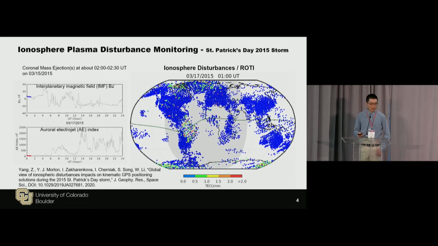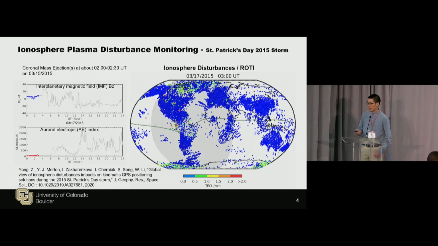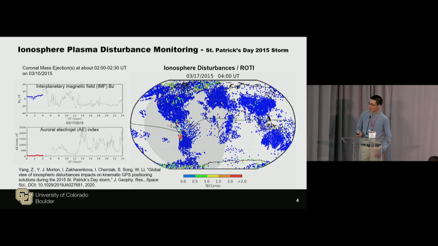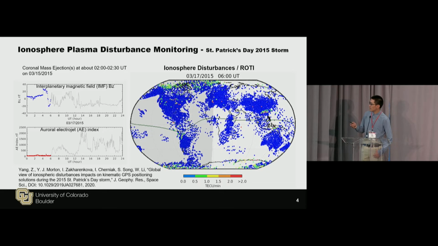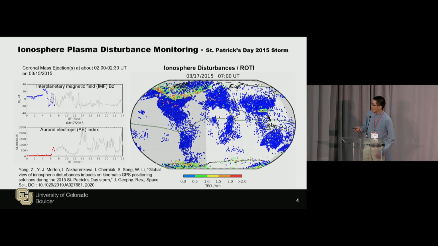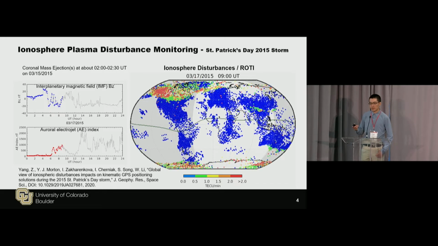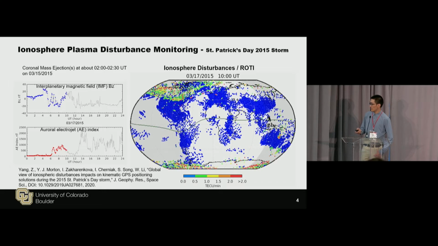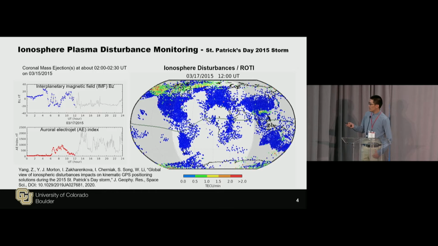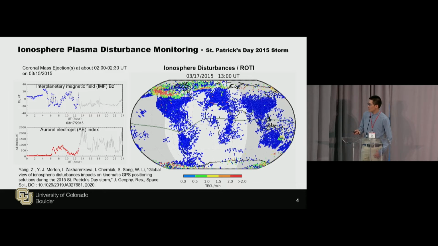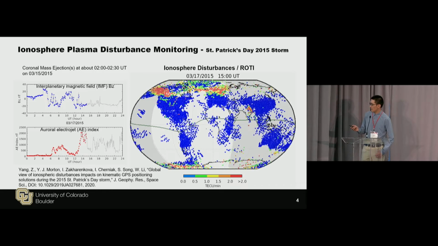And here's one example of using the ground GNSS measurements to monitor ionosphere state. It is about over 5,000 ground GPS receivers monitoring the ionosphere during this St. Patrick's Day geomagnetic storm. And it is doing a great job tracking the evolution of these ionosphere disturbances during this storm. But it's also pretty obvious that there are large areas of data gaps there, especially for the polar regions and in the ocean. And these results were generated by our former team member, Dr. Jenny Yang.